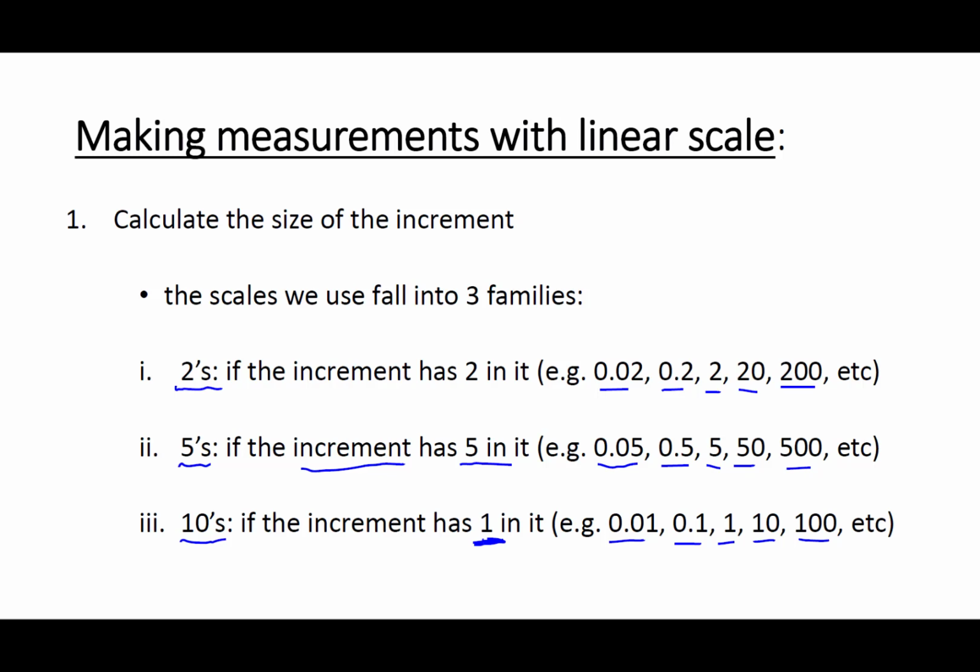Then one more time, we have the family of twos, fives, and tens. The family of twos are those increments with 2 in it, like these examples. The family of 5 are those increments with 5 in it, like these examples. And the family of 10 are those increments with 1 in it, like the examples that are mentioned here.